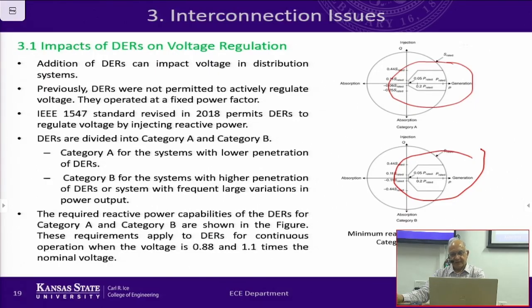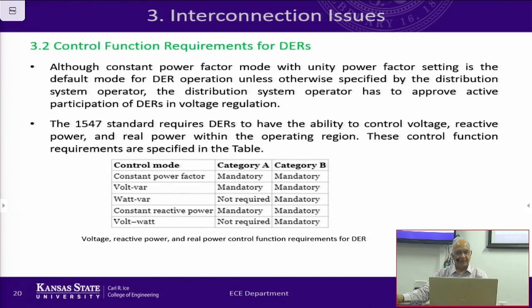As far as how to control them in terms of P and Q control, which has to be within the regions that are specified in these diagrams, there are different control approaches. So in 1547, although constant power factor mode or unity power factor is the default mode, the distribution system operator can ask the PV DER to change the operation depending on the conditions.